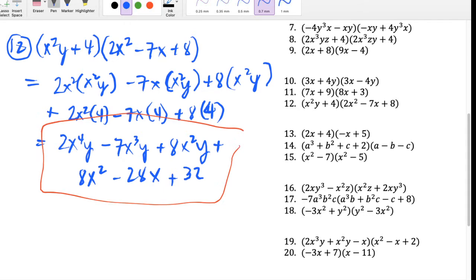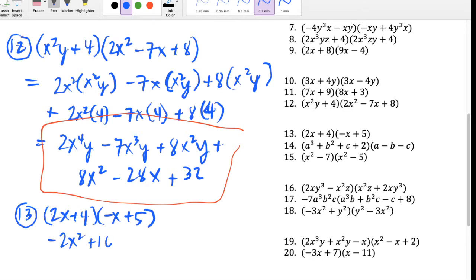Okay, number 13. 2x plus 4, negative x plus 5. Okay. 2x times negative x, that's negative 2x squared. 2x times 5, that's positive 10x. 4 times negative x, that's negative 4x. 4 times 5, that's positive 20. Okay, this is equal to negative 2x squared. Okay, negative 2x squared. 10 minus 4, so that's plus 6x plus 20. Okay?